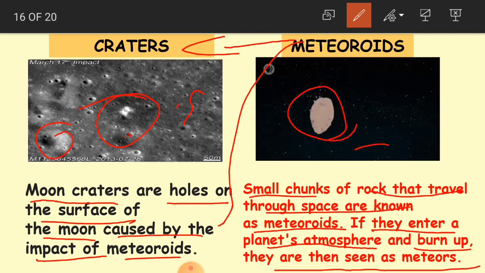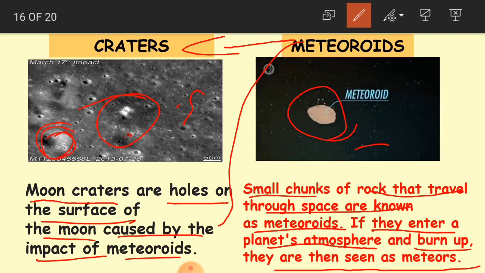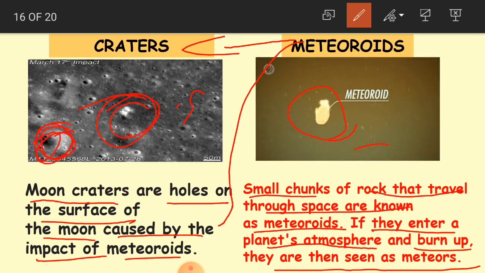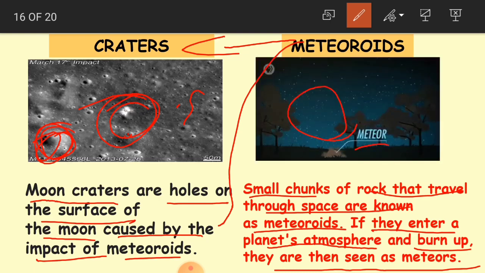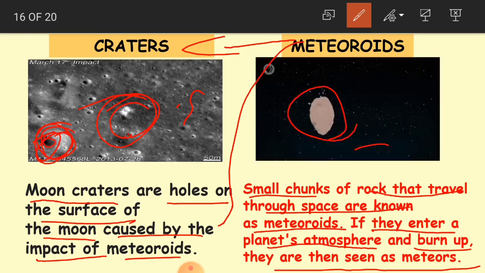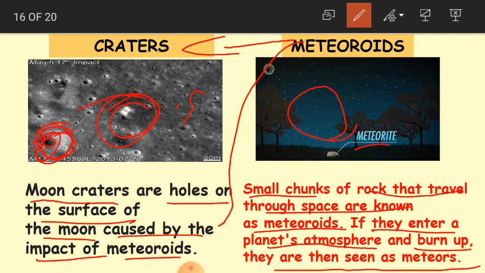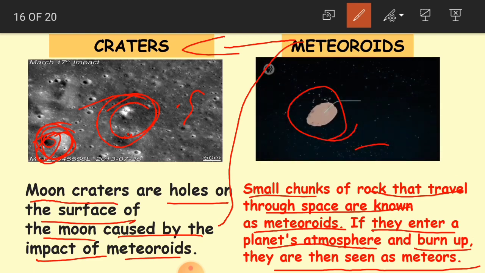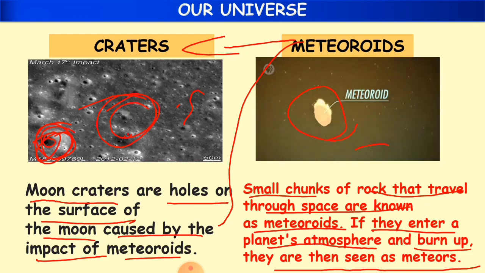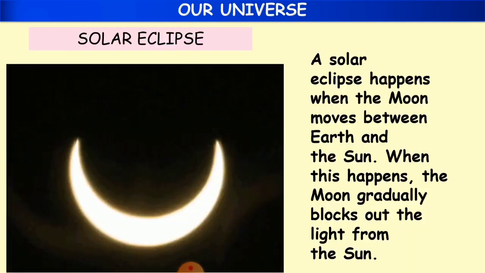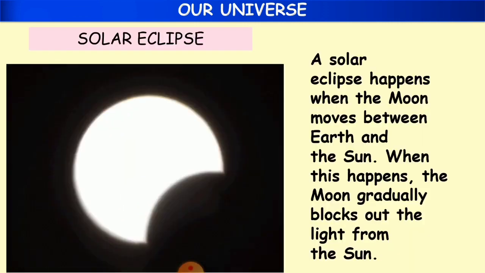See here, these are the meteoroids, and these are the moon craters. These small objects, which are like rocks, sometimes huge rocks also, are going to hit and form craters on the surface of the moon. Clear children? Now we learn about the solar eclipse.